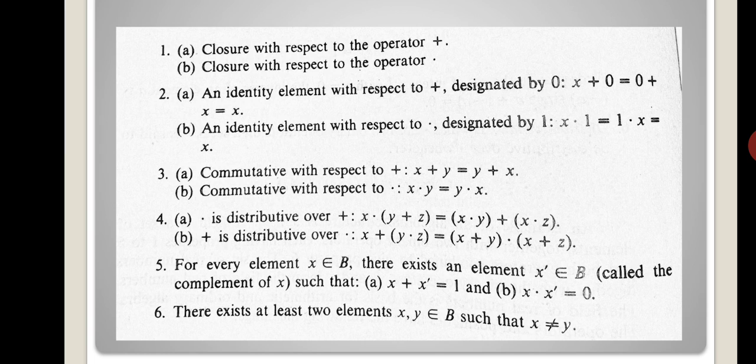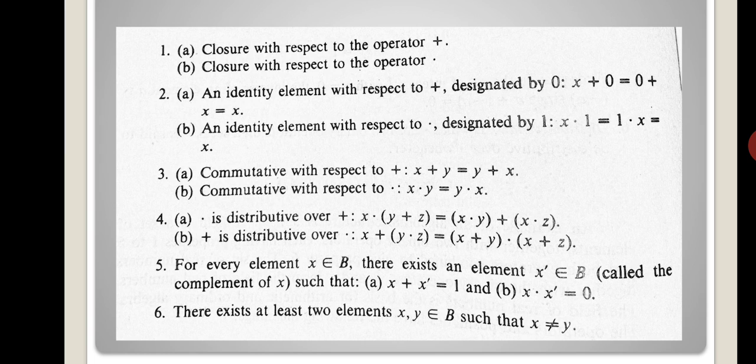The fourth one is distributive over the plus symbol. In this line you can see both the operators, the dot operator as well as the plus operator. That is nothing but x dot (y plus z) can be represented as x dot y plus x dot z. That is a simple multiplication, isn't it? You are going to multiply x with y as well as z, and ultimately you get two terms: one inside one bracket, and another inside another bracket along with the plus symbol.